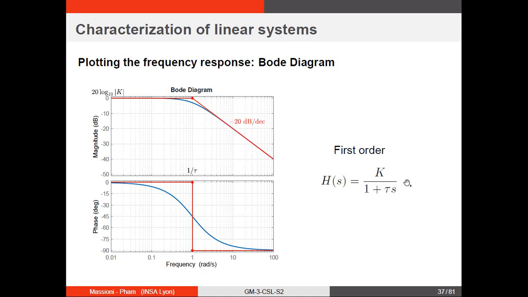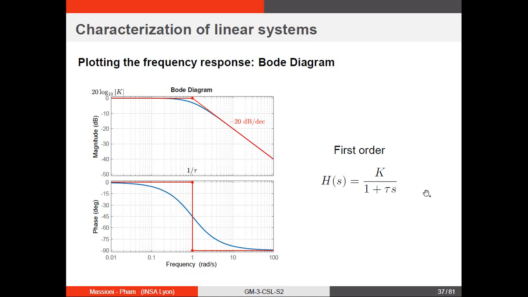Okay, so a first order system has a Bode diagram of magnitude straight at the beginning, then for 1 over tau sloping down at minus 20 dB per decade. What about the phase? The phase starts at 0 degrees, then at 1 over tau we have a step down, let's say, for the asymptotic diagram, and then it goes to minus 90. And the real diagram, of course, is just a smoothed version of this one.